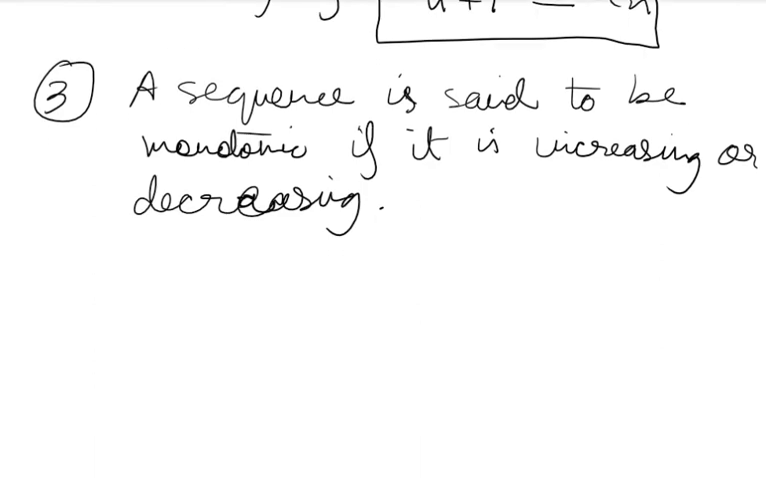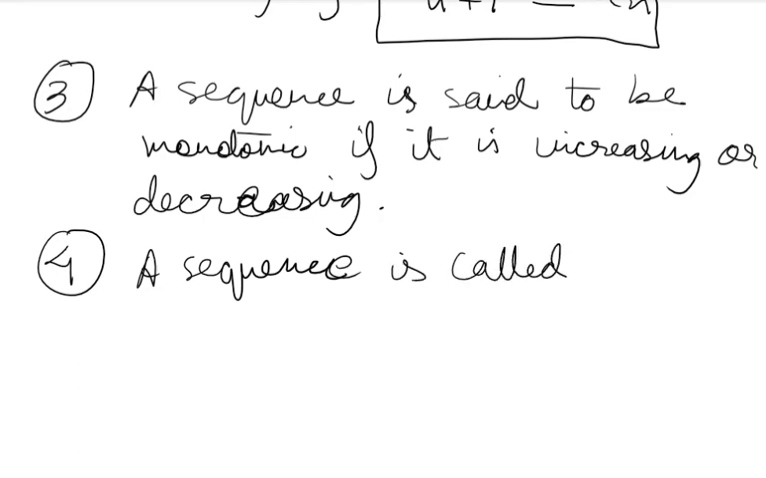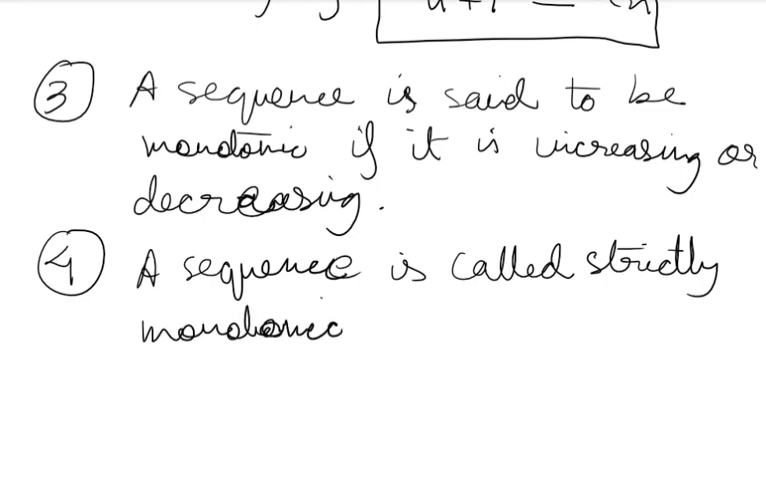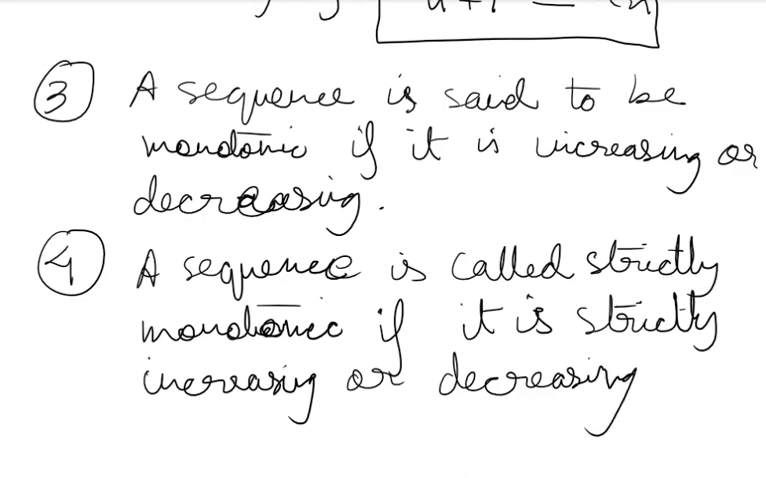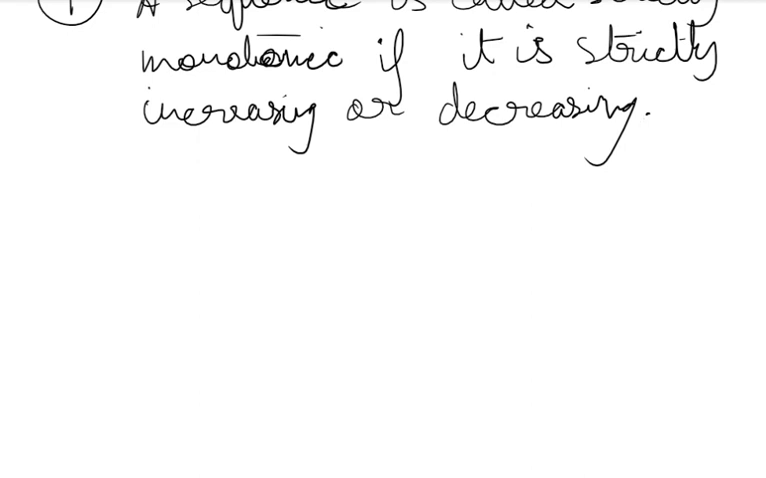Now we have to understand strictly increasing and strictly decreasing. A sequence is called strictly monotonic if it is strictly increasing or decreasing. Understood? So now how does it happen? Now let's go on to strictly increasing, then you'll understand what I mean.